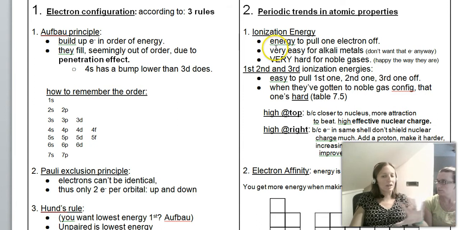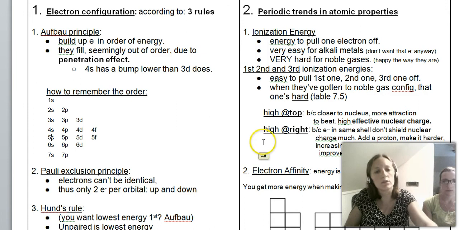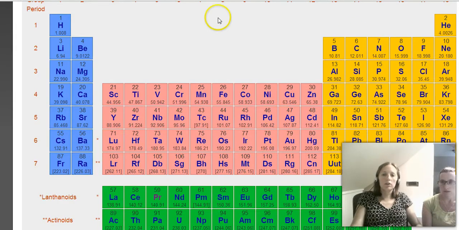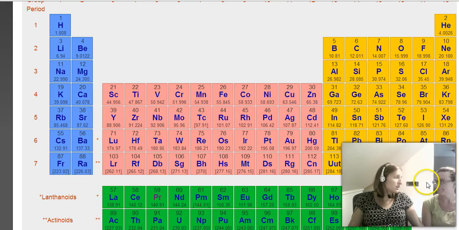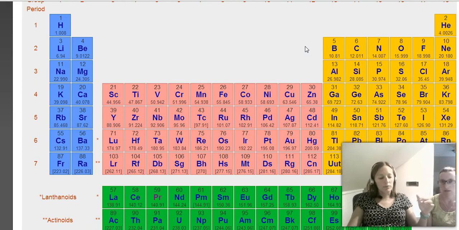You can see when you look at the trends that if you have the whole periodic table filled out with our first ionization energies, it's high at the top. So up here, your ionization energy is higher than it is down at the bottom. And the reason for that is because your electrons are physically closer to the nucleus when you're up at the top, and so there's more effort to pull that negative away from that positive. You've also got it higher on the right-hand side.